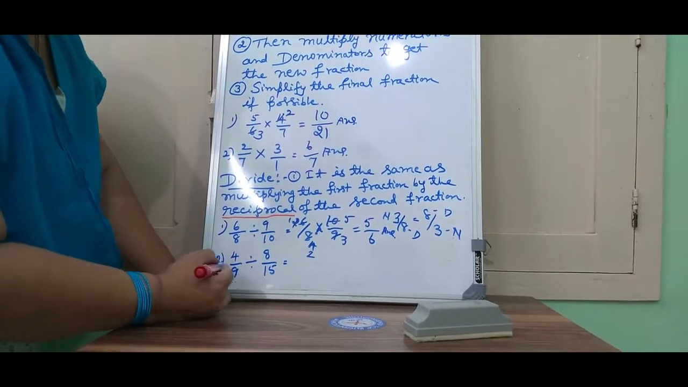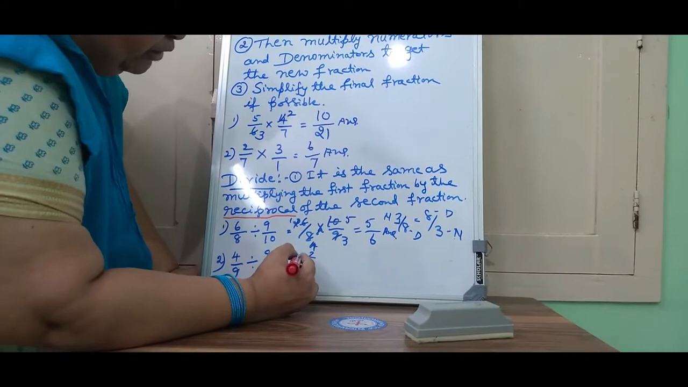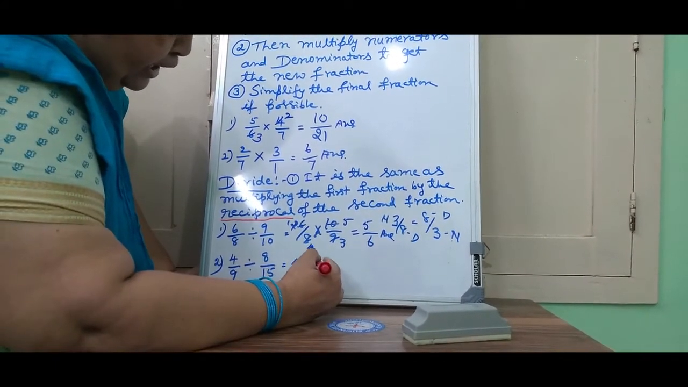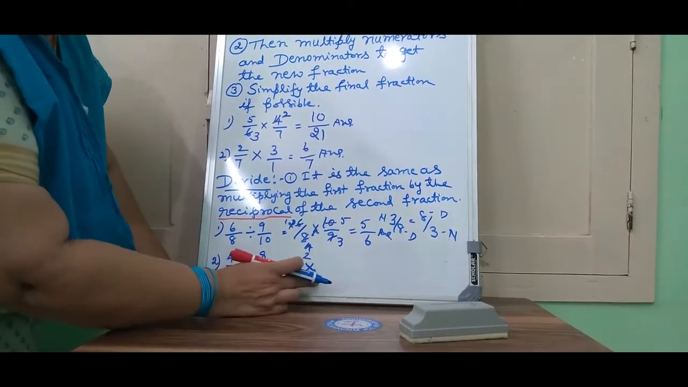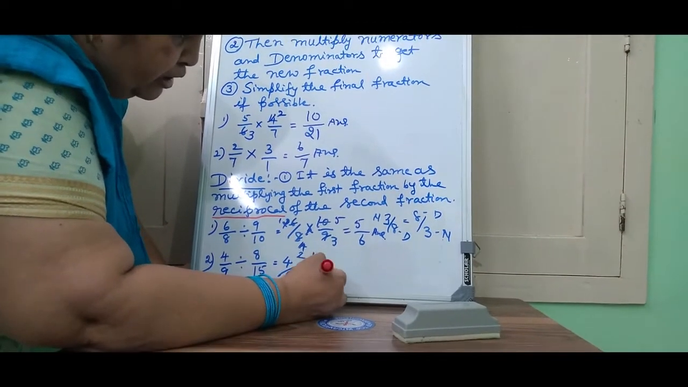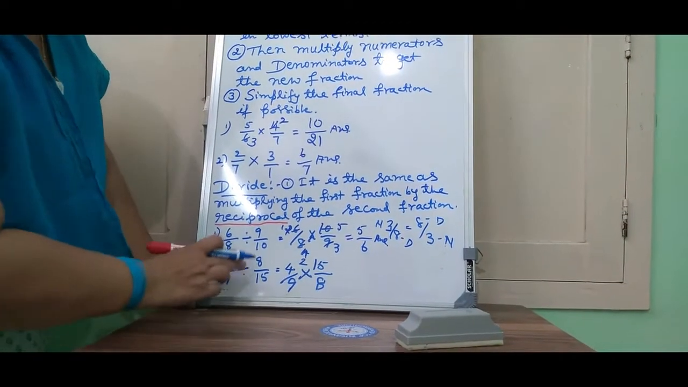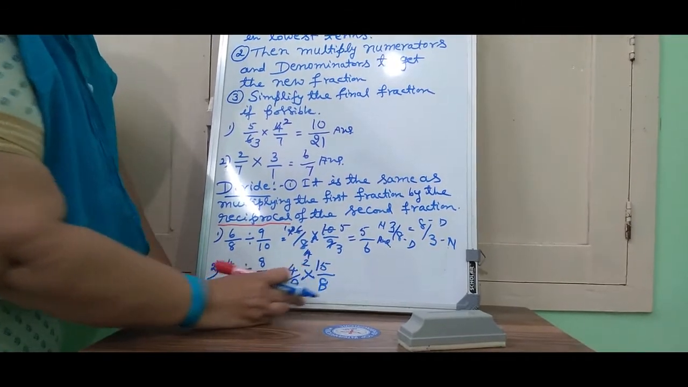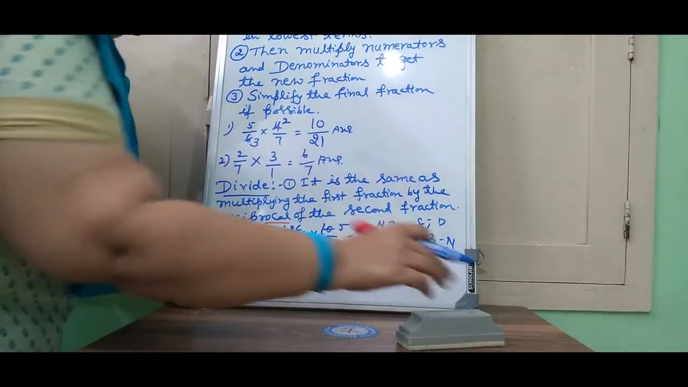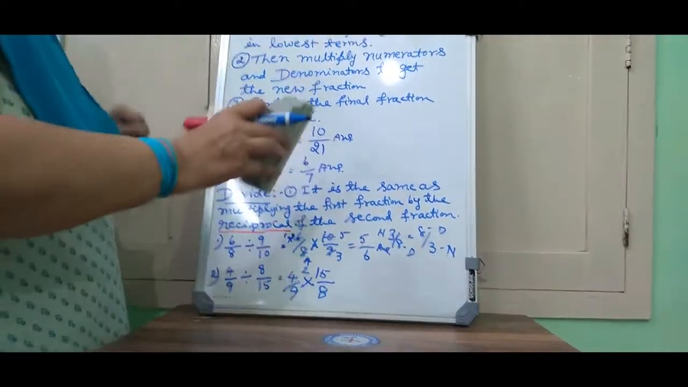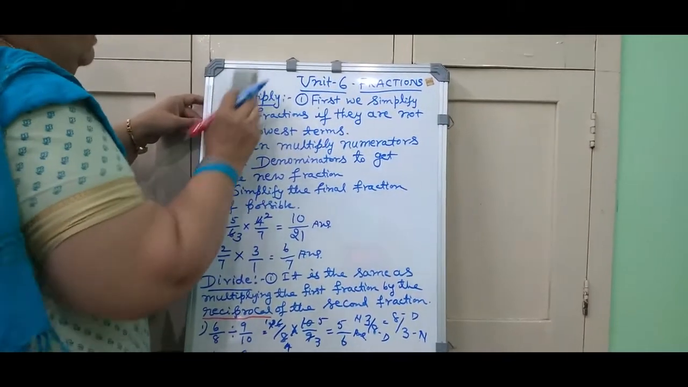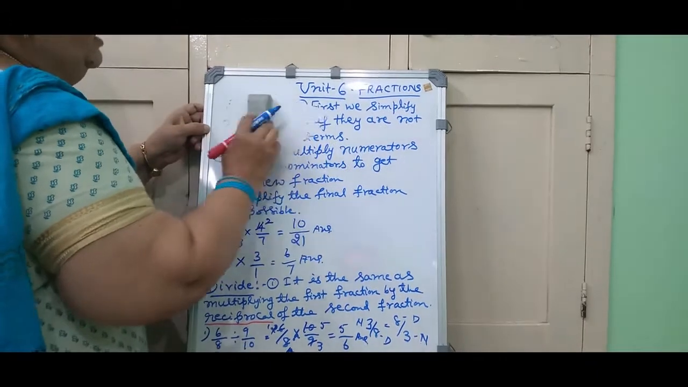And next let me consider the next example, that is 4 by 9. And I will write, instead of the division sign, I am writing the multiplication sign. And let me consider the reciprocal of this, that is 15 by 8. 8 by 15 is written as 15 by 8. And now again let me cancel this. Let me show you this problem here on the top because of the limitation of the space. I will show you here a little bit, kindly bear with me.